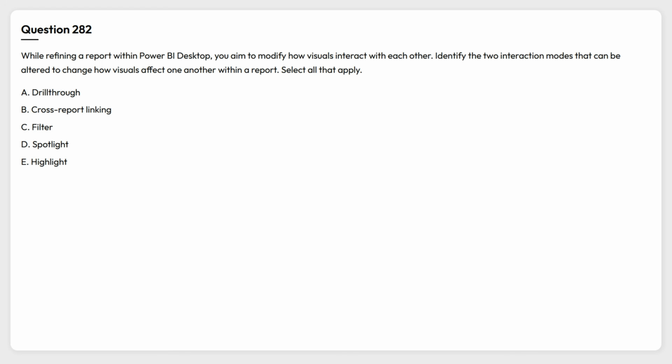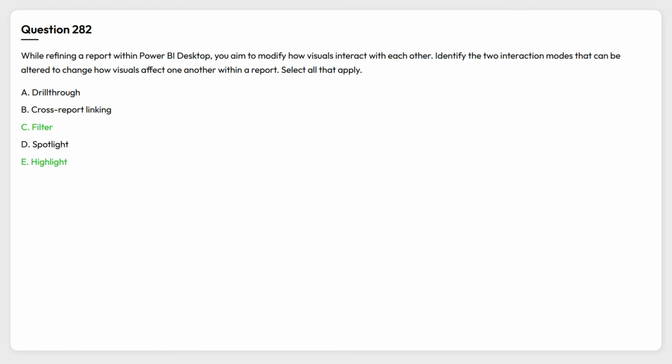Question number 282. While refining a report within Power BI Desktop, you aim to modify how visuals interact with each other. Identify the two interaction modes that can be altered to change how visuals affect one another within a report. Option A, drill through. Option B, cross-report linking. Option C, filter. Option D, spotlight. Option E, highlight.